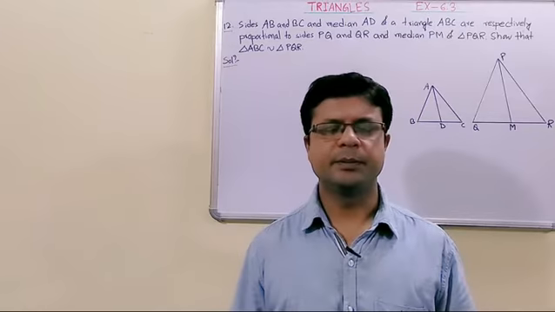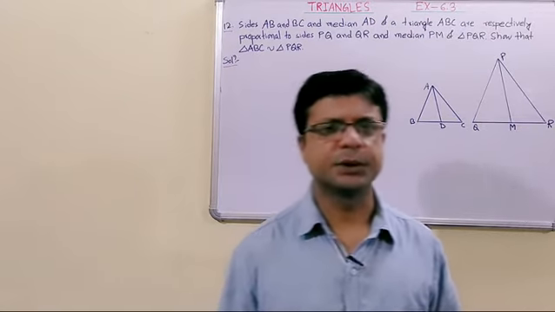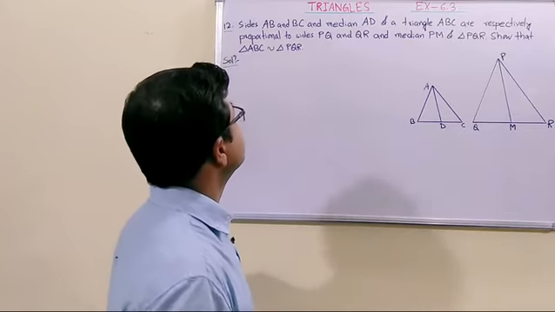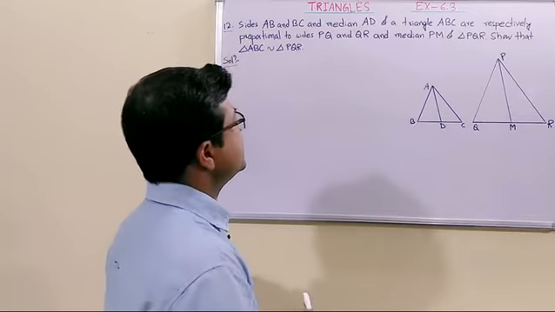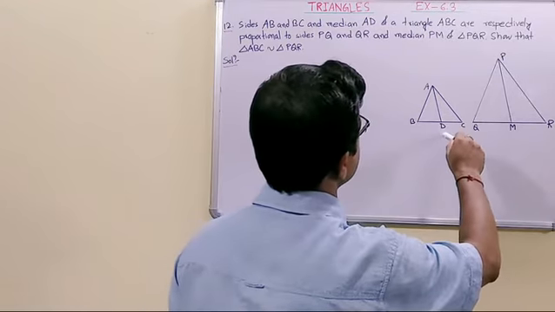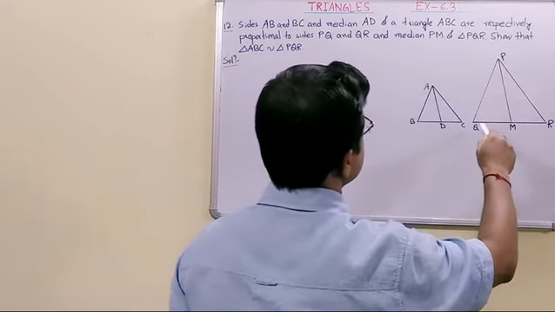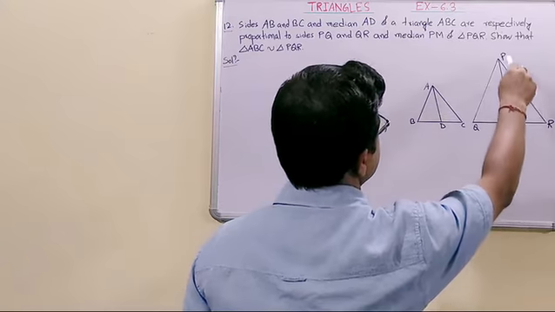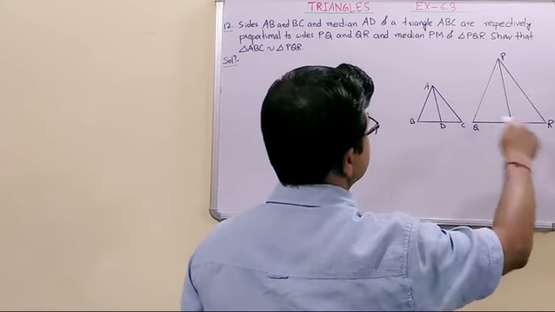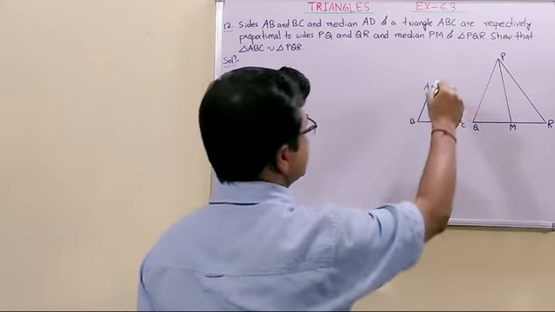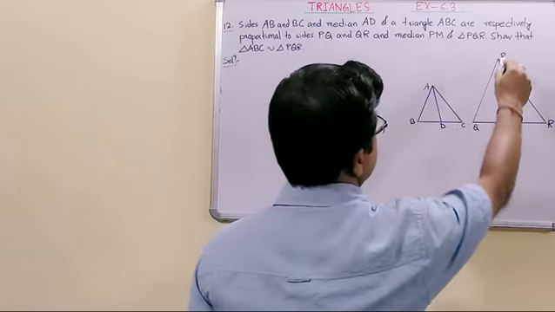Alright, now students, we have taken question number 12. Let us read the question. Sides AB and BC and median AD of a triangle ABC are respectively proportional to the sides PQ, QR and the median PM of triangle PQR. Show that triangle ABC is similar to triangle PQR.